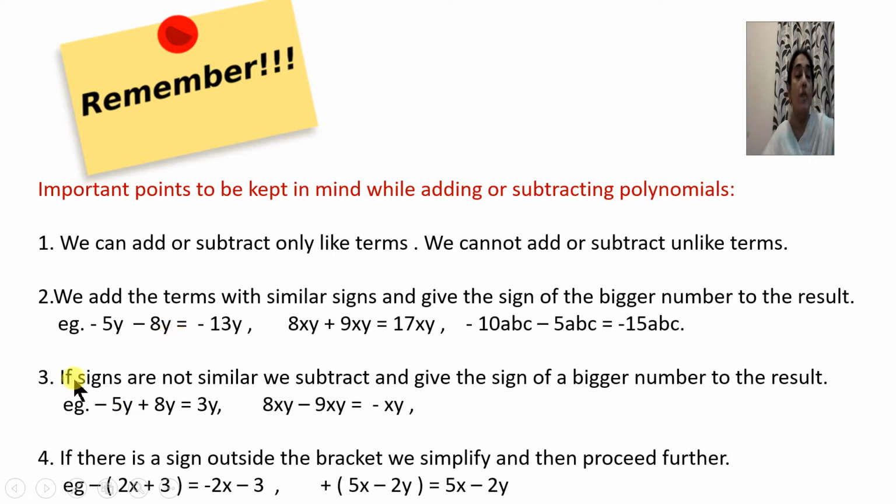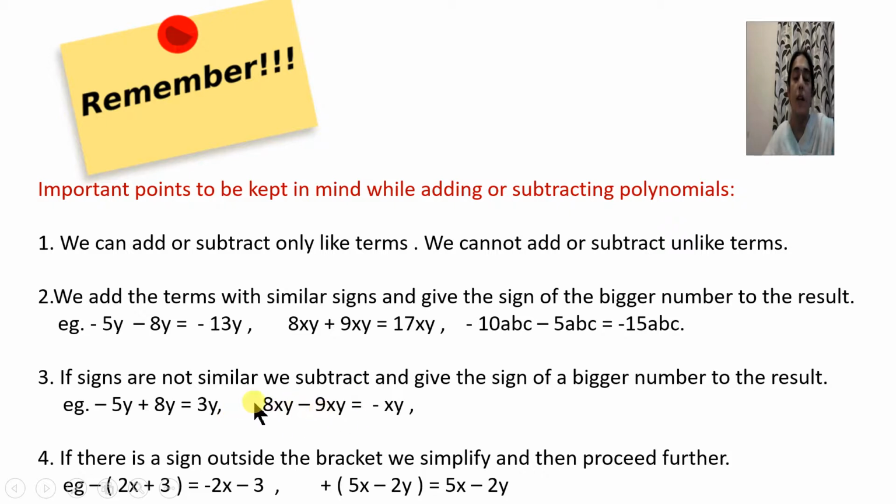Now, if the signs are not similar, we subtract and give the sign of the bigger number to the result. Minus 5y plus 8y. Here the signs are different. Minus 5 and plus 8. They are different signs. So you subtract 8 minus 5. First you subtract without the signs. That is 8 minus 5 is 3. And sign of a bigger number, which is 8, is positive. So plus 3y.